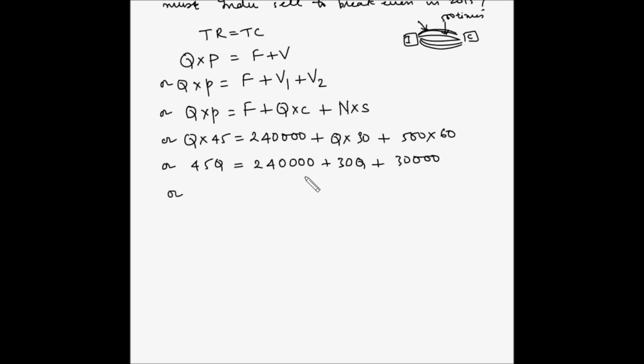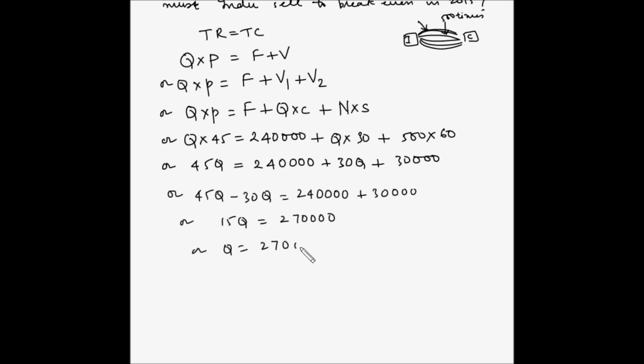Now let's bring all the terms with Q on one side. So 45Q minus 30Q, so plus becomes minus when it goes to the other side, is equal to 240,000 plus 30,000, or 45 minus 30 is 15. So 15Q is equal to 240,000 plus 30,000, which is 270,000, or Q is equal to 270,000 divided by 15.